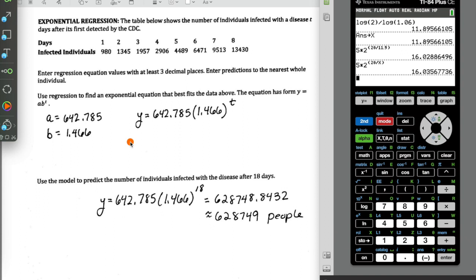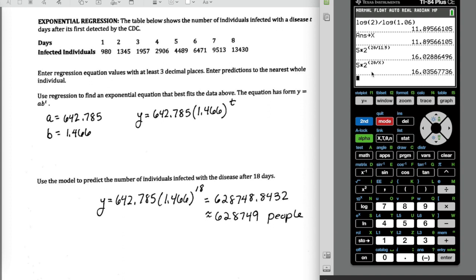So what we're going to do is we're going to start off by reading the problem and plotting this data, and then I'm going to walk you through the procedure on how to find an exponential equation using that regression procedure. So this says the table below shows the number of individuals infected with the disease T days after it was first detected by the CDC. So this is the number of days, and this is the number of individuals that are infected with this disease.